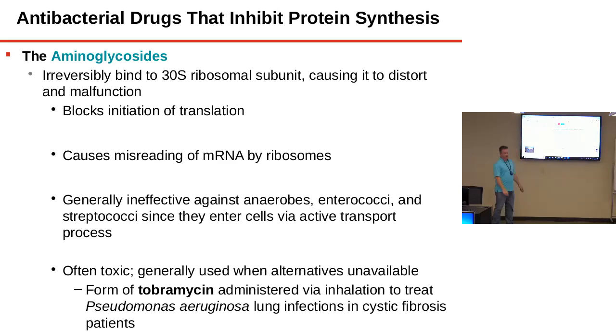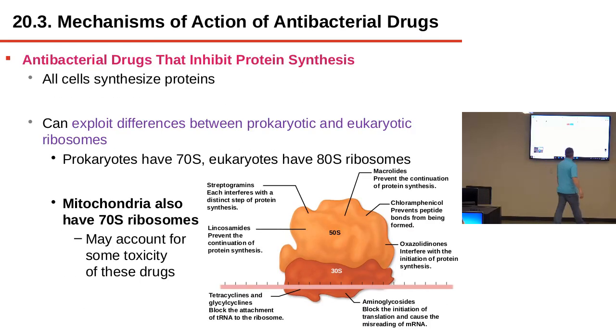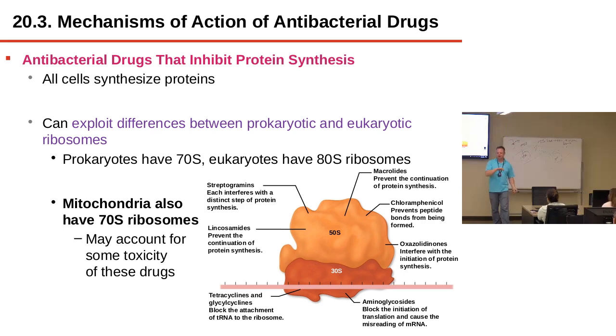So the aminoglycosides, these are going to irreversibly bind to the 30S. So let me back up real quick. Ribosome looks like a sandwich. It has a bottom layer, it has a top layer, and whatever you're putting on your sandwich, think about that as the RNA. The RNA goes in the middle, it reads it, and it starts producing the protein coming out of the side.